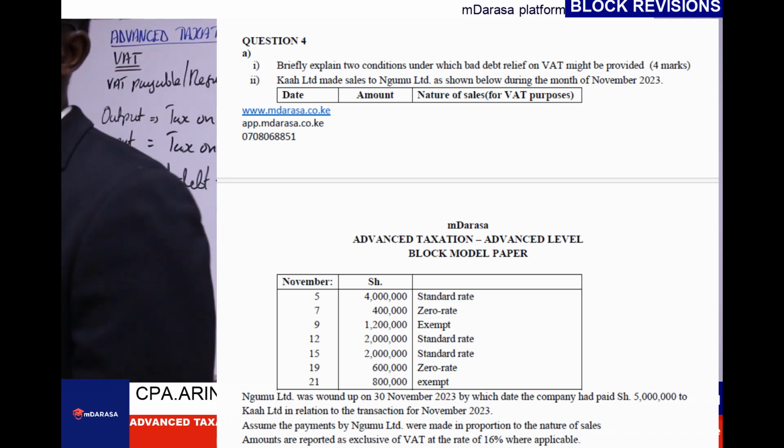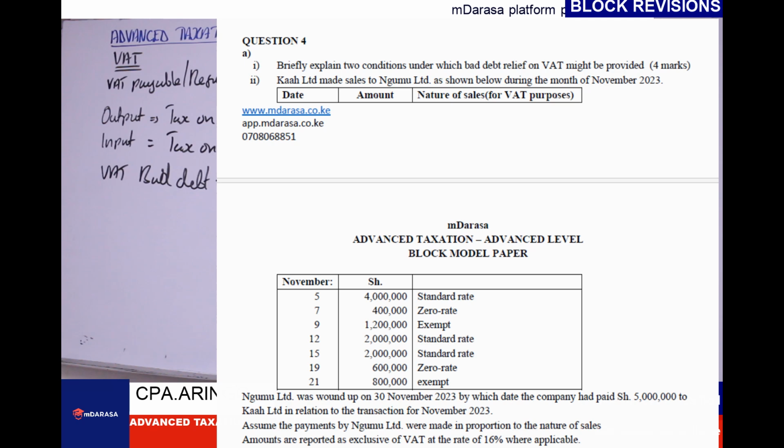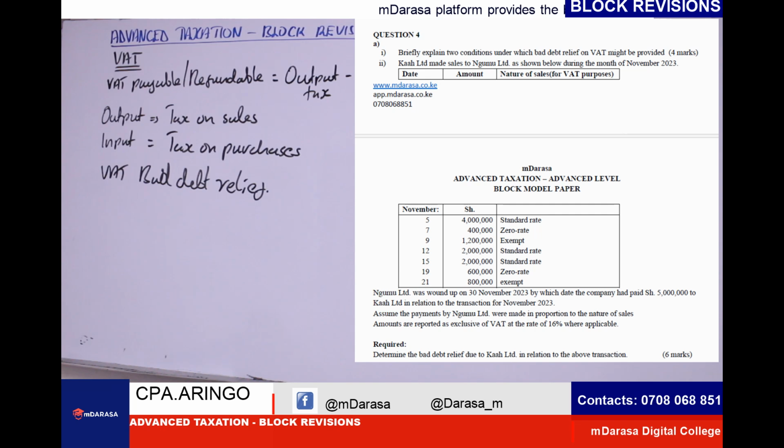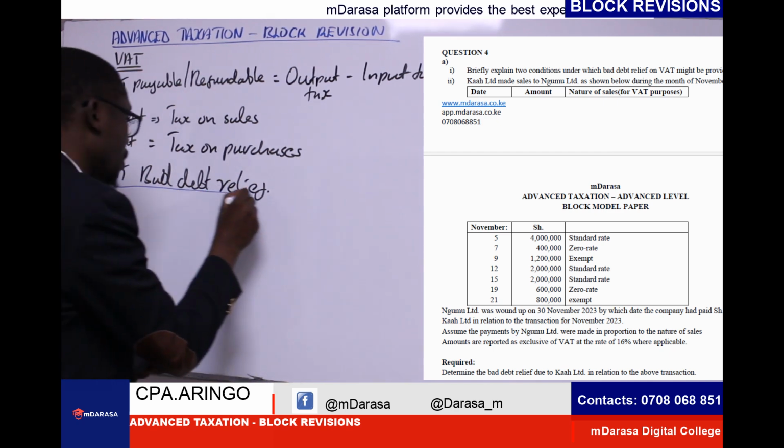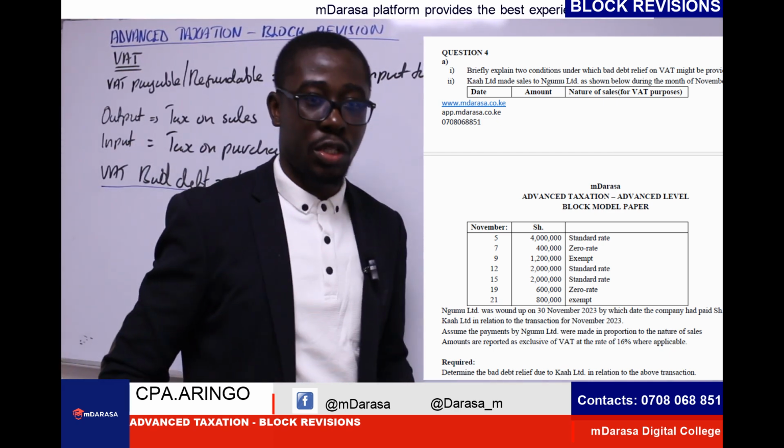Here is what you are told: briefly explain two conditions under which bad debt relief on VAT might be provided. What are these conditions? Are you aware of these conditions? For the conditions under which we grant bad debt relief on VAT, we normally talk of these two conditions.